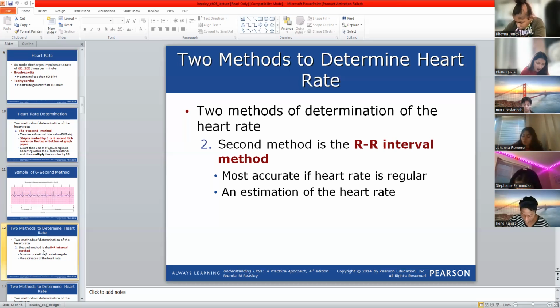The last point, Irene, is that if I need more accuracy, like the machine does, I will count how many small boxes between R and R, and we know that 1 minute contains 1500 small boxes. So I do the same job. I will divide 1500 by the number of small boxes between R and R. I will get exactly the heart rate.